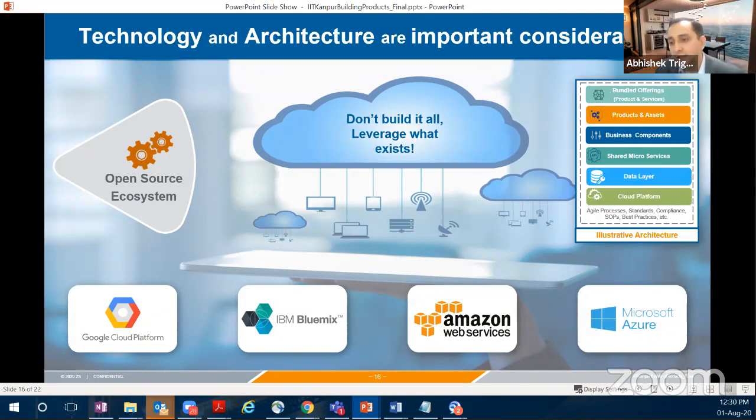On the right side, I've just given a little bit of illustrative architecture, which most modern product companies follow. And this is just an illustration of how it could look in various layers. Like your cloud platform, going into your data layer, going into your microservices layer, the business components, which is a combination of many of these microservices, and then going into the products. And then there's another layer on top, how you bundle many of these products to provide services and so on.